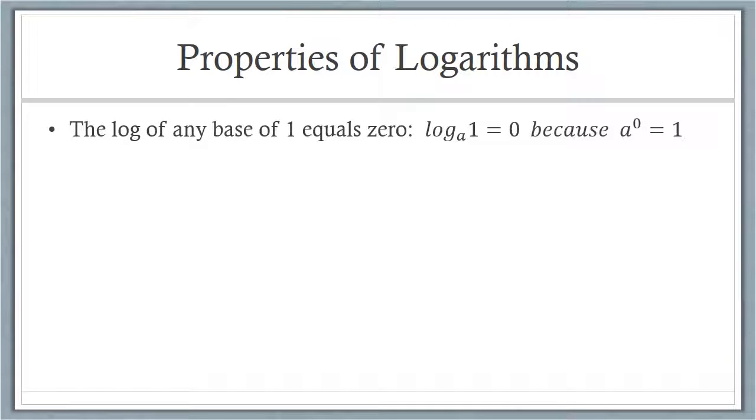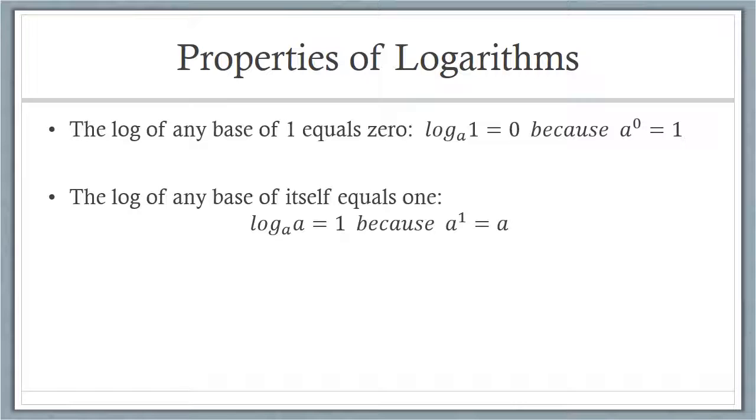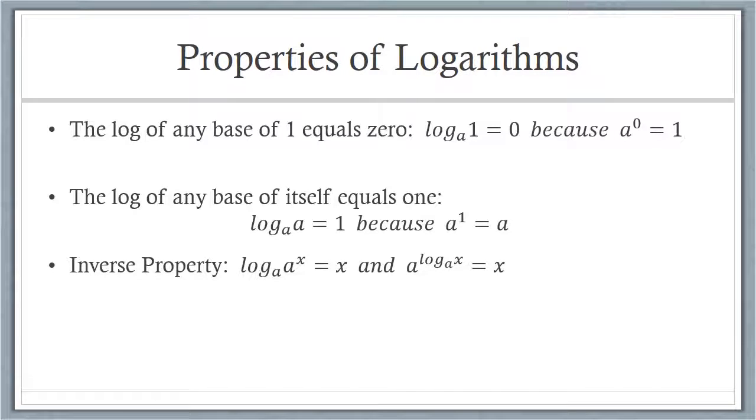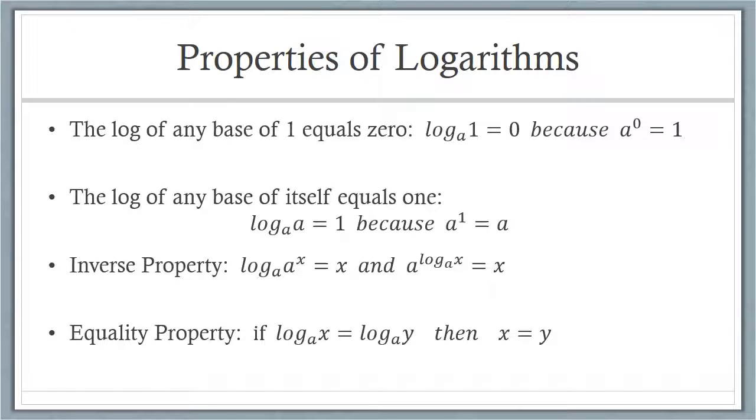The log of 1 in any base equals 0. In other words, log base a of 1 equals 0 because any number to the 0 power is 1. The log of any base of itself equals 1. In other words, log base a of a is 1 because a to the first is a. The inverse property says that the log base a of a to the x equals x. In other words, it's like the a's cancel. Or a to the log base a of x power equals x. You're composing the original and the inverse, and they cancel each other out and just leave you with x, which is what inverses do. The equality property says if the log base a of x equals the log base a of y, then x and y must be the same, which makes common sense.